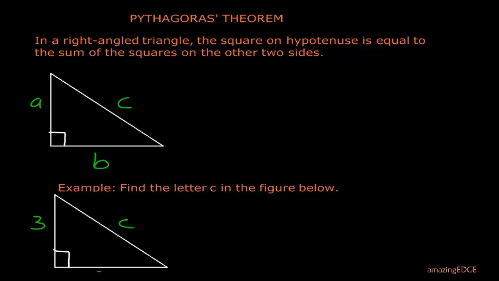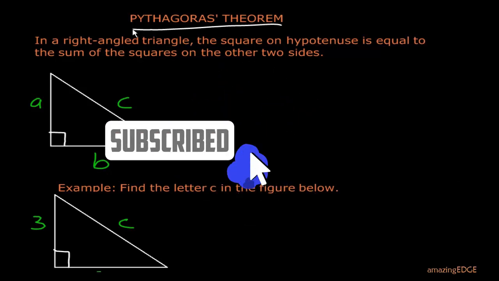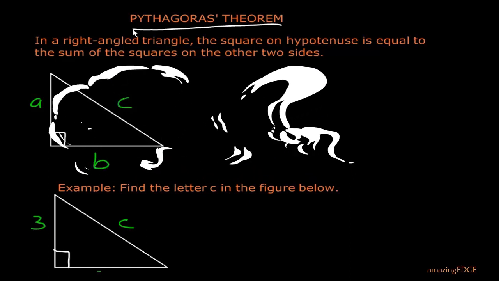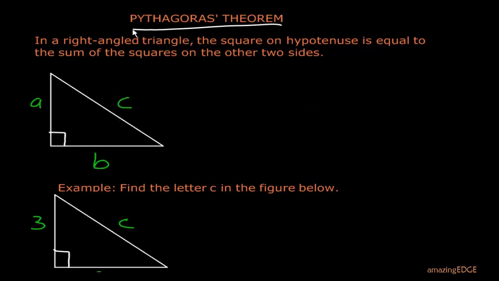Hi, I want to do a math lecture on Pythagoras theorem. This is a theorem named after Pythagoras, the mathematician who came up with it. The actual thing it's saying is this: whenever you have a right angle triangle, the square on the hypotenuse is equal to the sum of the squares on the other two sides.